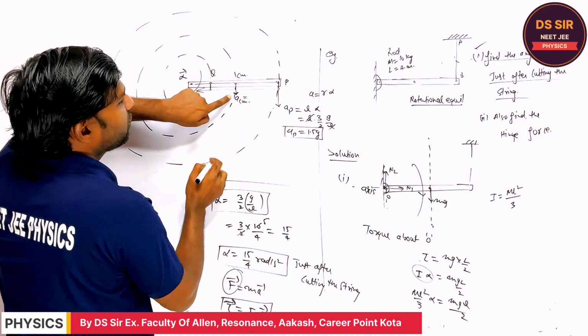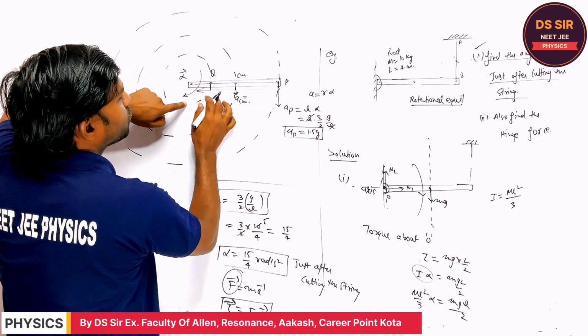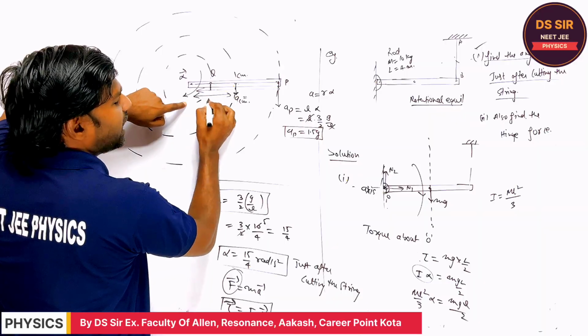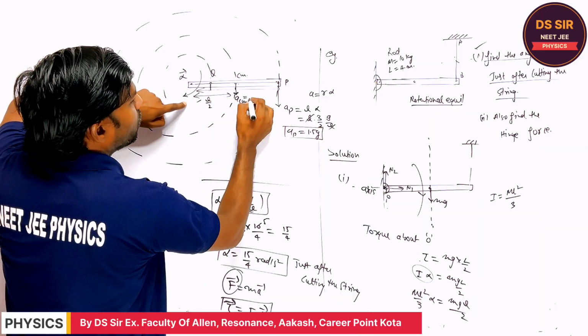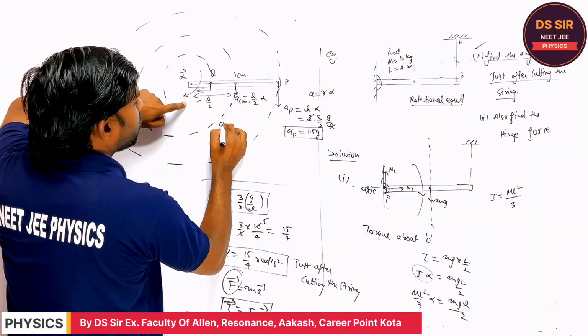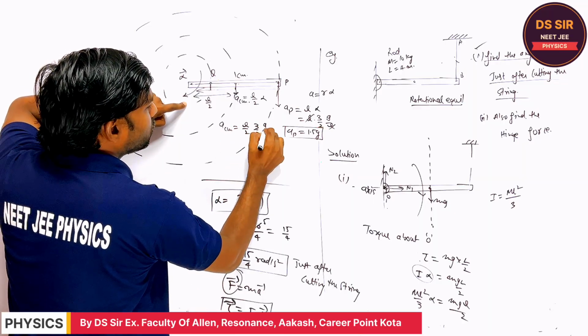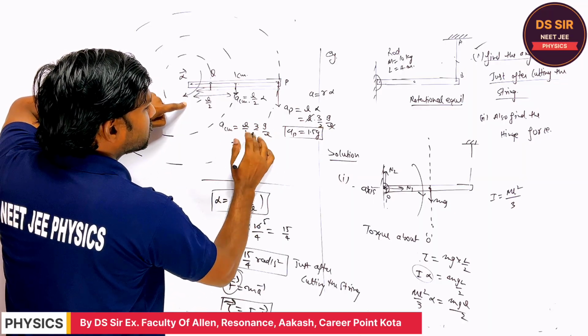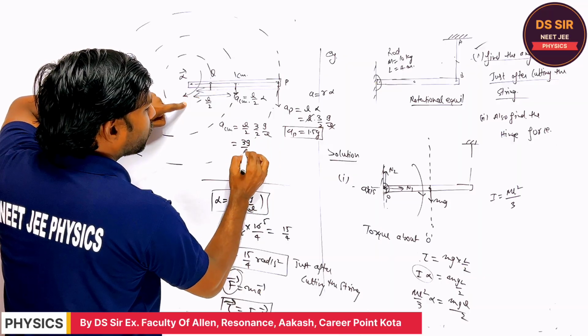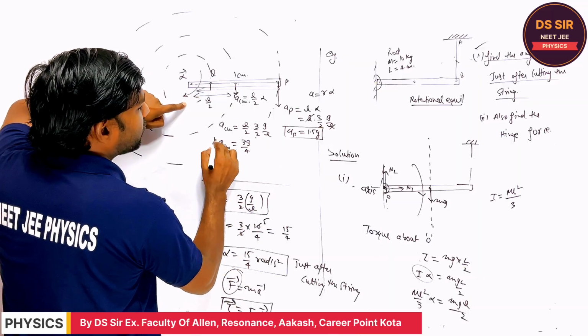The acceleration of the center of mass will be R alpha. So what will be the R over here? L by 2. So a_cm will be equal to L by 2 into alpha, where alpha is 3 by 2 g by L. So this is 3g by 4. This is the acceleration of the center of mass.